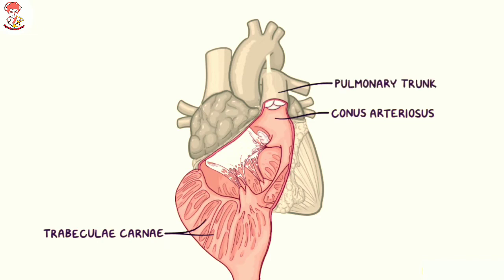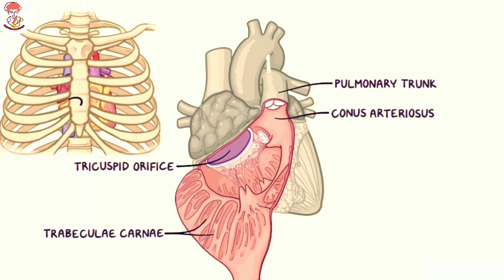Now the right ventricle receives blood from the right atrium through the tricuspid orifice, which is posterior to the body of the sternum at the level of the fourth and fifth intercostal spaces. The tricuspid orifice is surrounded by a fibrous ring that's a part of the fibrous skeleton of the heart, keeping its shape constant.